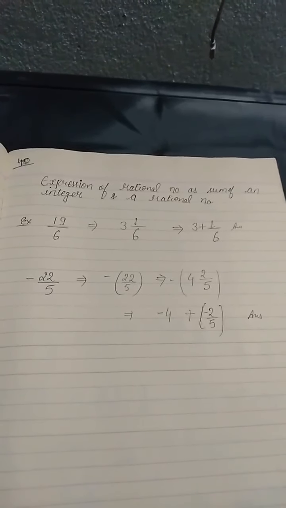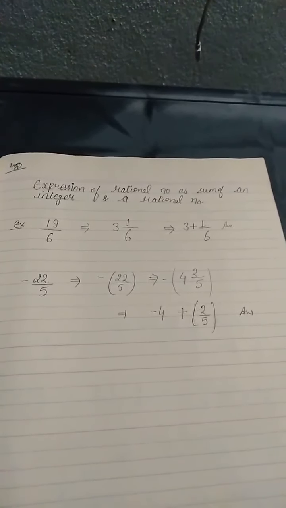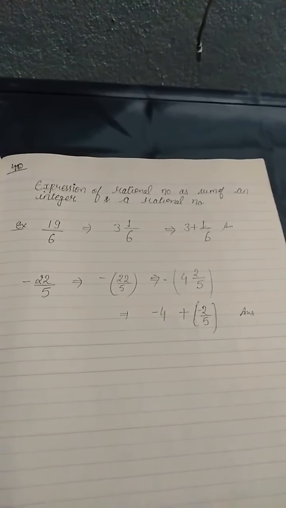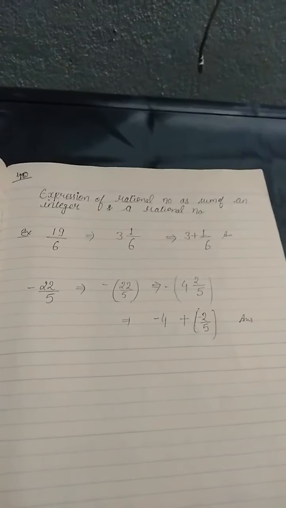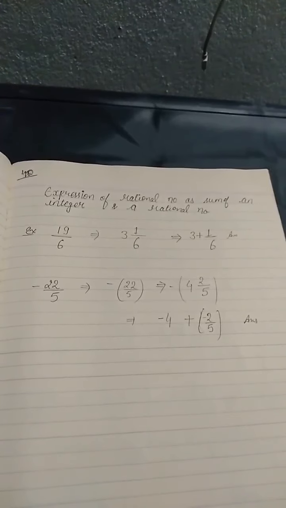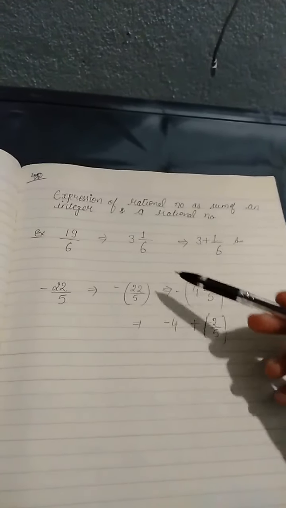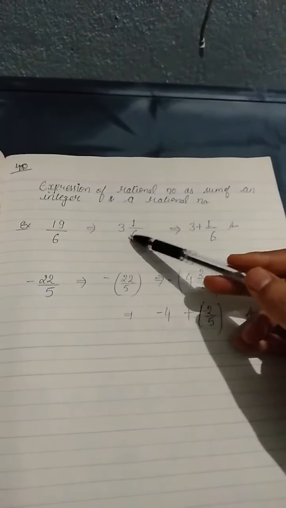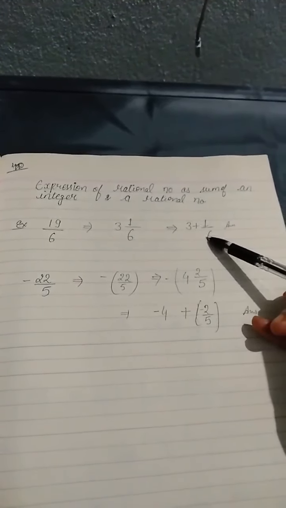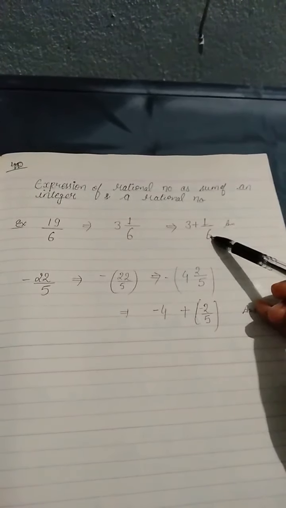Next is expression of a rational number as the sum of an integer and a rational number. That means we have to change a rational number. There should be an integer and also a rational number. Okay. So first is 19 upon 6. After dividing 19 by 6, we will get 3 whole 1 by 6 as a mixed fraction. So this is 3 whole 1 by 6. Now we can write 3 plus 1 upon 6. We can say that we are expressing a rational number as an integer and a rational number.